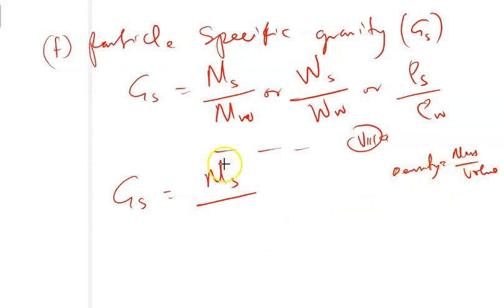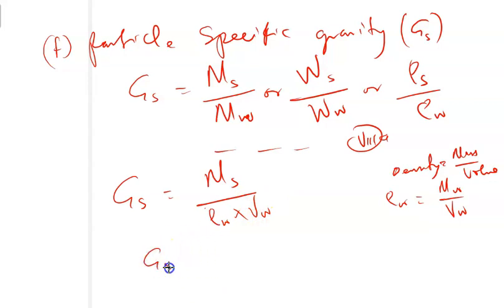So it means the density of water is equal to the mass of water over the volume of water. So we can do this: we can say the mass of water is equal to the density times the volume of water. So it means MW is equal to the density of water multiplied by the volume of water.